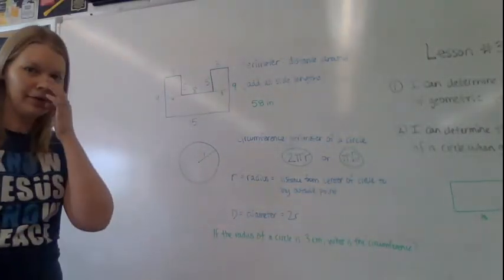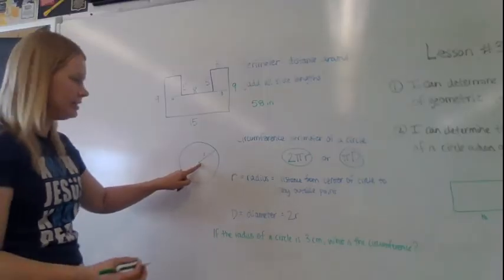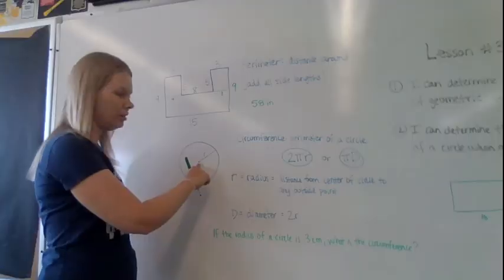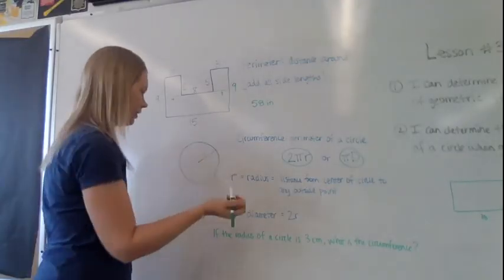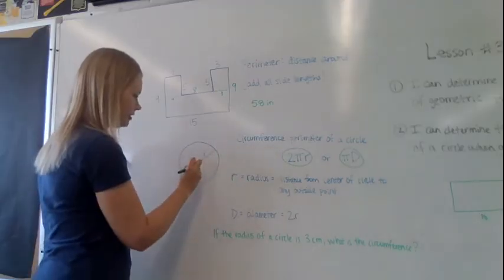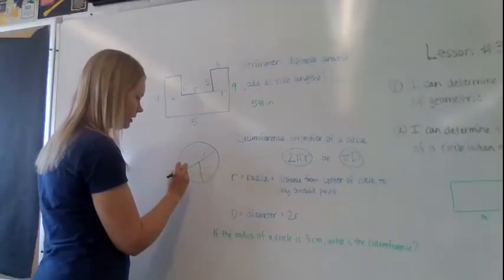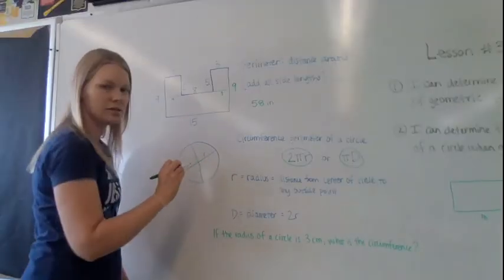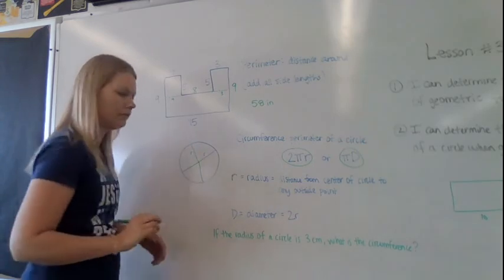Okay, so let's define radius and diameter. The radius is the distance from the center of the circle out to any outside point on the circle. So here's one radius. I can start from the center of the circle and go out to any outside point on this circle. The distance will always be the same, and we call that distance the radius, or r for short.